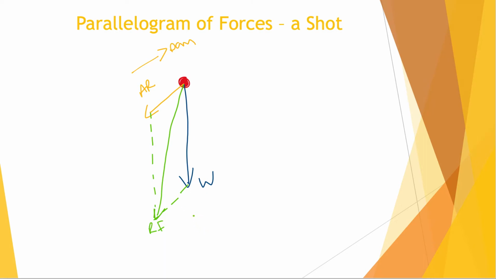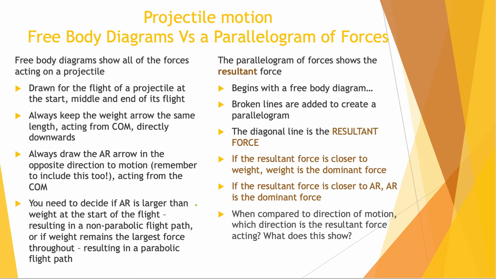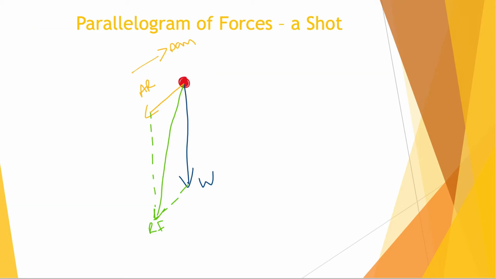Okay, now then, if we go back to that rule, if the resultant force is closer to weight, weight is the dominant force. If the resultant force is closer to air resistance, air resistance is the dominant force. Well, here we can clearly see that the resultant force is closer to weight than it is to air resistance, okay? And this means it's going to give us a parabolic flight path.